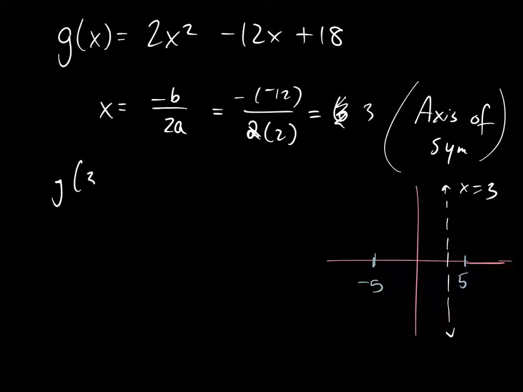So let's do g of 3 now. Again, whatever you have there, take that and plug it back in. What am I going to get? Am I going to get 0? 18 minus 36 plus 18. It is going to be 0. Son of a gun. Okay, that's all right. We'll make it work. So let's put our vertex right there.